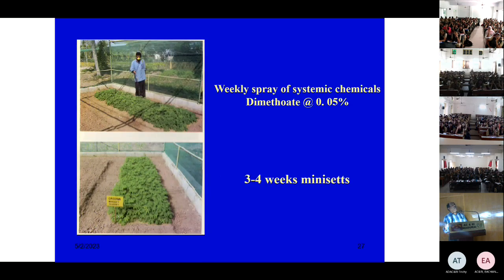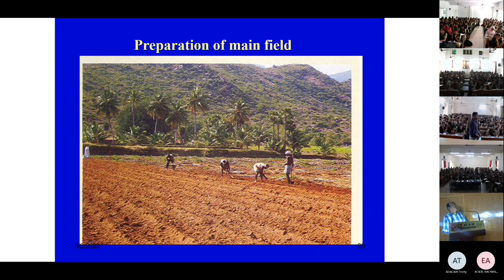Then weekly spray of systemic insecticide, dimethoate at the rate of 0.05%, and the mini sets are almost 3 to 4 weeks old in the nursery. Next. So the main field preparation, we have to form the ridges and furrows with a spacing of 75 by 75 centimeter.